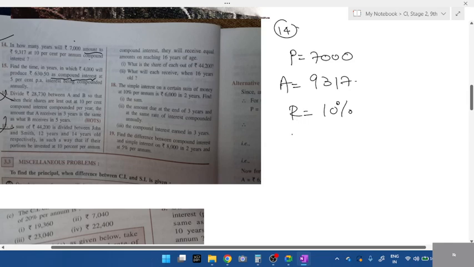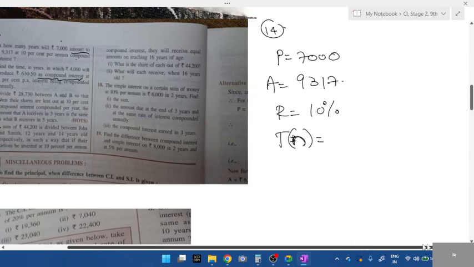Okay. So what is missing here? In how many years, meaning? What is missing? We need to find time. That is basically n. We need to find n here.